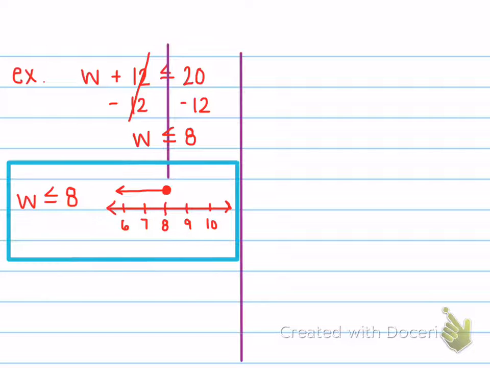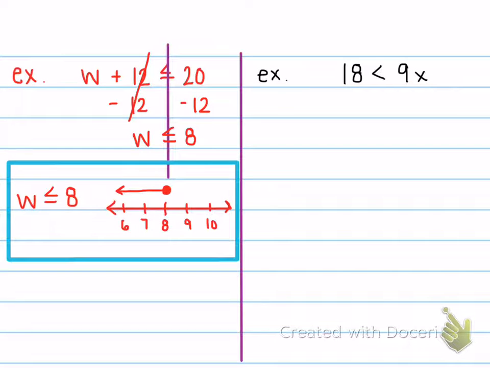Next example, please pause, try it yourself, and then come back and check how you did. We are going to do 18 is less than 9x. Oh, I'm sorry, it can't be equals. 18 is less than 9x. All right, try it out.